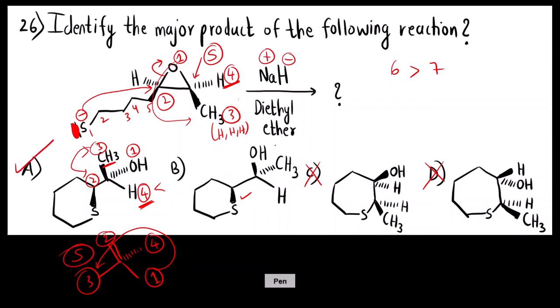Same way, if you find out for B, the nomenclature, it is going to be R. So that is not correct. Correct answer for this question, it is going to be option A.